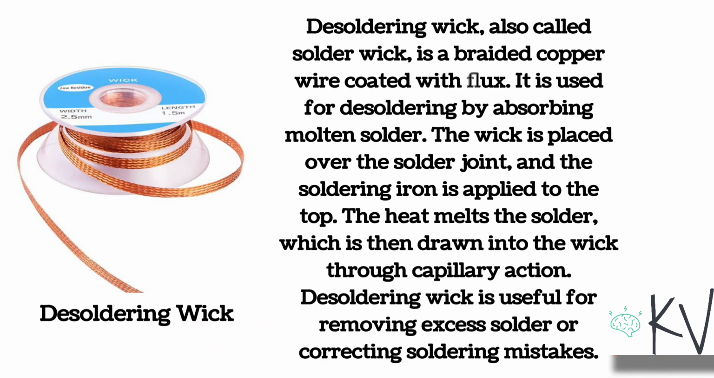Desoldering wick, also called solder wick, is a braided copper wire coated with flux. It is used for desoldering by absorbing molten solder. The wick is placed over the solder joint, and the soldering iron is applied to the top. The heat melts the solder, which is then drawn into the wick through capillary action. Desoldering wick is useful for removing excess solder or correcting soldering mistakes.